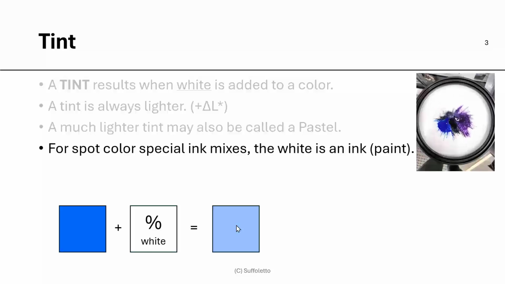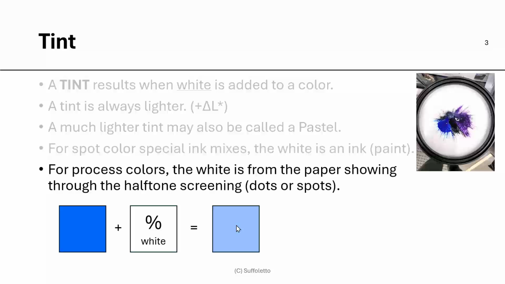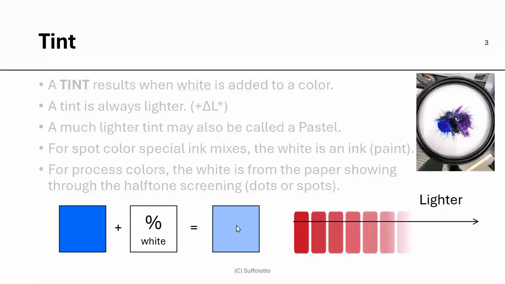For spot color special ink mixes, the white is an ink or paint. A paint is lower in viscosity, an ink is higher in viscosity. For process colors, the white is from paper showing through the halftone screens, whether they be traditional AM amplitude modulation dots or frequency modulated FM spots. Regardless, white paper is showing through. Here's a progression from left to right of a color getting lighter and lighter as a tint.